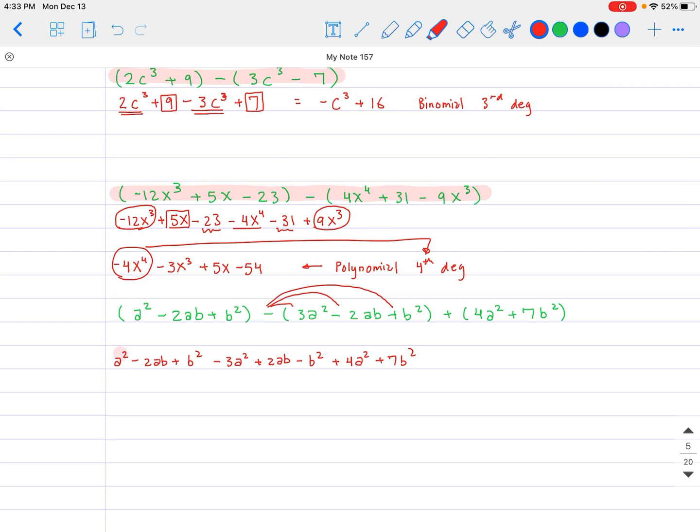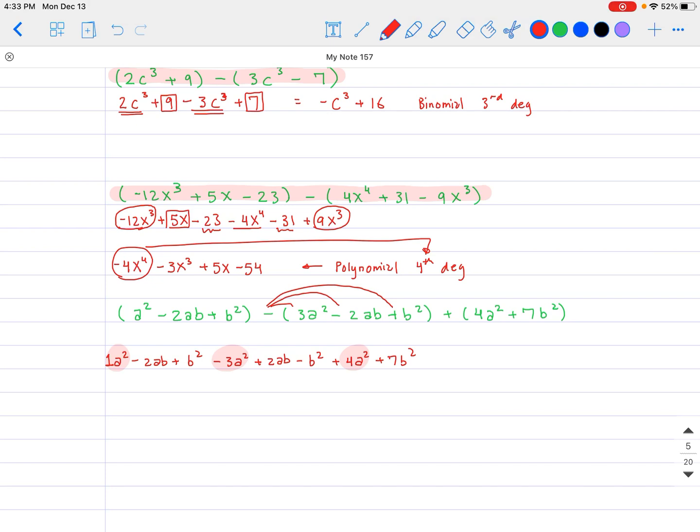I am noticing that there is an a squared right here, and then we have negative 3a squared, and then there's also a 4a squared. So if we take all of these and combine them together, how many a squareds do we actually have? So I am seeing one single a squared from this part, and then we have negative 3a squared and then 4a squared. So if I add them all together, 1 minus 3 plus 4, that is going to give us a total of 2a squared.